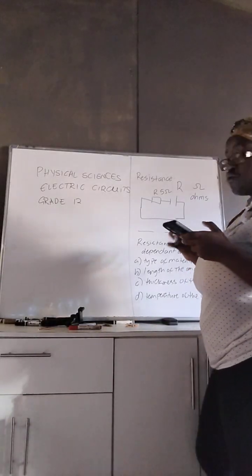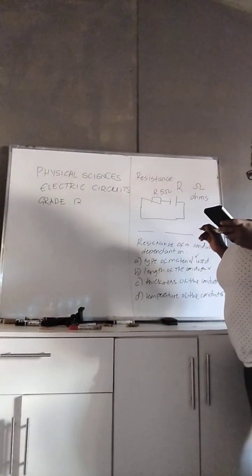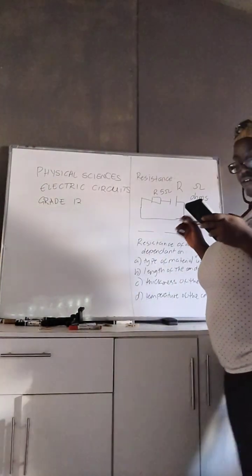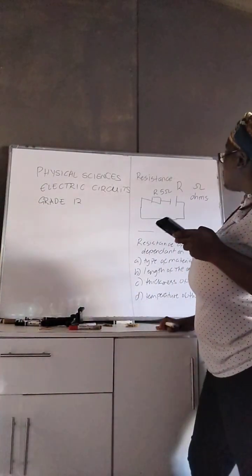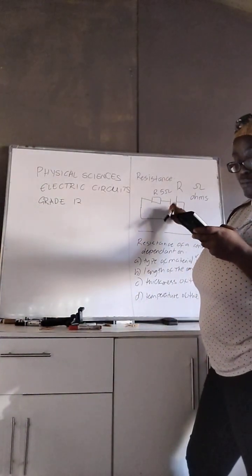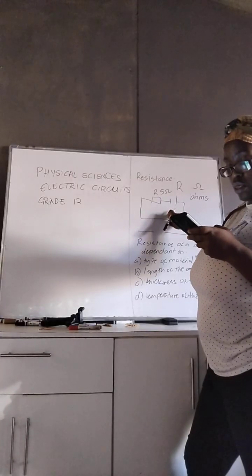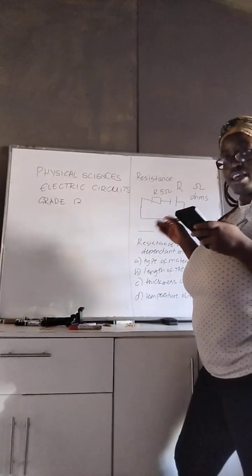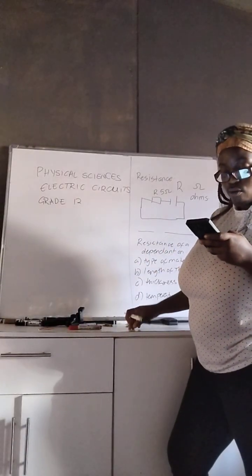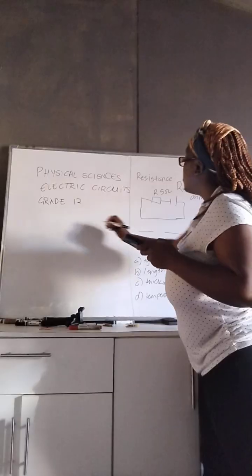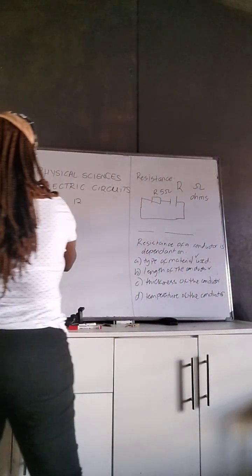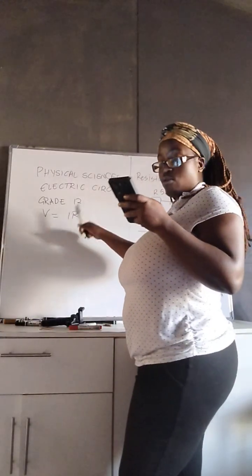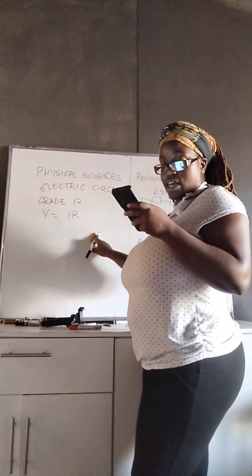And then we need to also talk about Ohm's law. Ohm's law states that the current that goes through a conductor is directly proportional to the potential difference across it, and inversely proportional to the resistance, provided the temperature remains constant. So that's the condition. Ohm's law states that V equals IR, which is voltage equals current times the resistance.